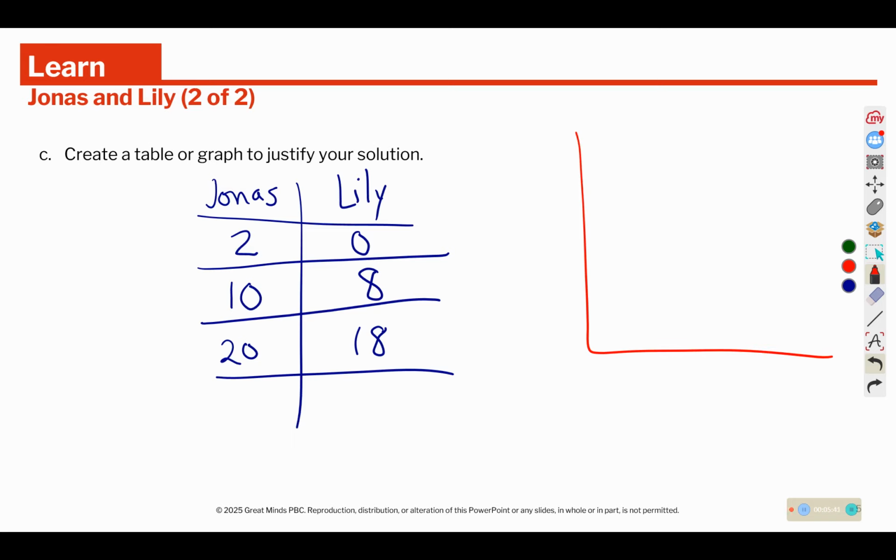If we were to graph it, when Jonas is 2, Lily is 0. And when Jonas is 10, Lily is 8. It does make a straight line, but that straight line does not go through the origin. It would have to go through this point in order for it to be proportional.